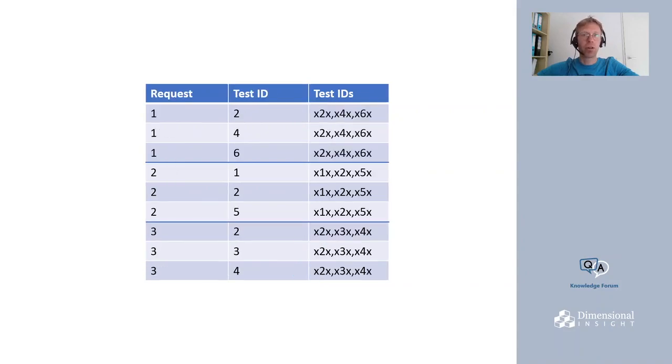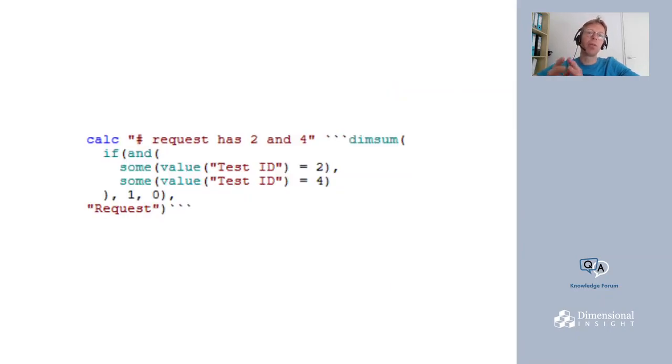One way is to go back to our ETL and, for every request that we have, make a list of all the test IDs that were ordered in that request, and make a new column, test IDs, as the column that I've added here. Then we filter that column to find out in which of the requests both test ID 2 and 4 were ordered together. But suppose that we do not want to go back to our ETL, then we can also do this with a calculation.